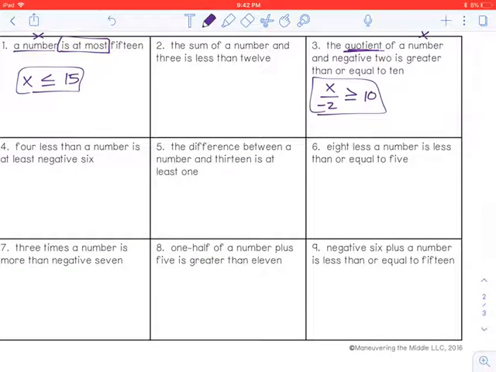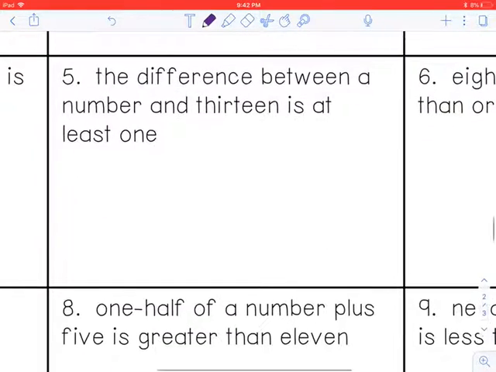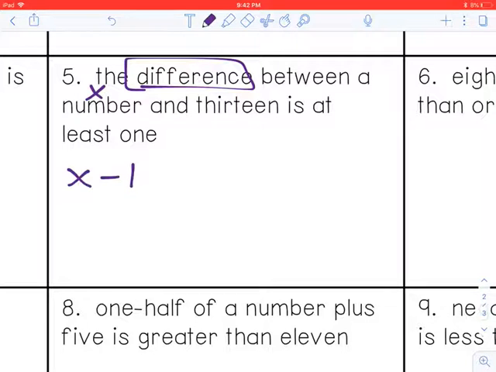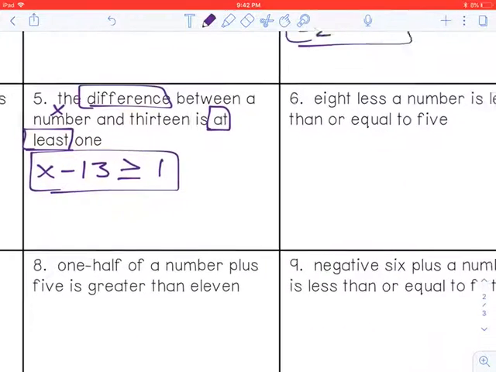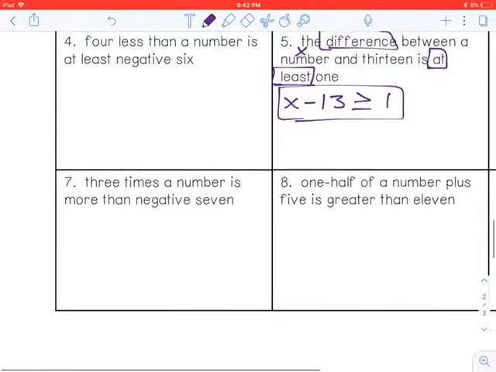So let's look at another one here. So this one, 5, the difference between a number and 13. So the difference means subtraction between a number and 15. So x minus 13, not 15, is at least. At least means greater than or equal to 1. Okay, so you got to go kind of one thing at a time there.